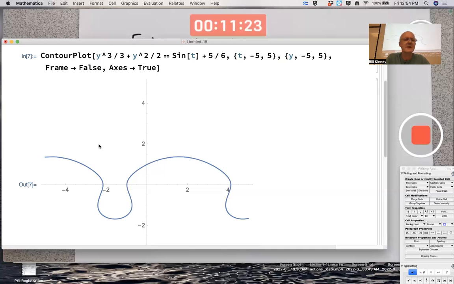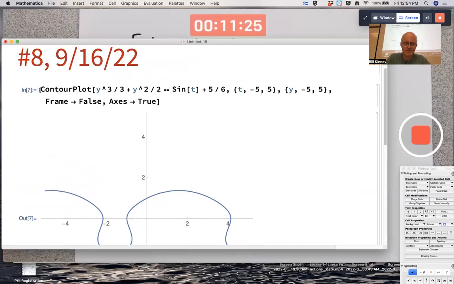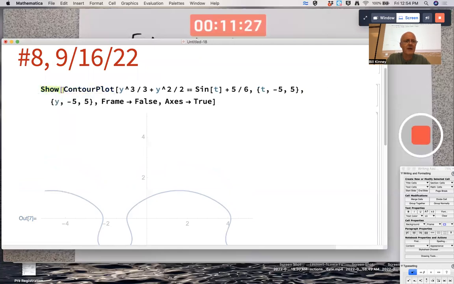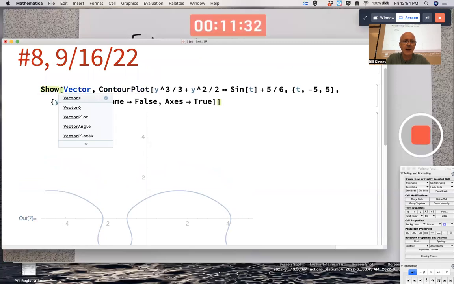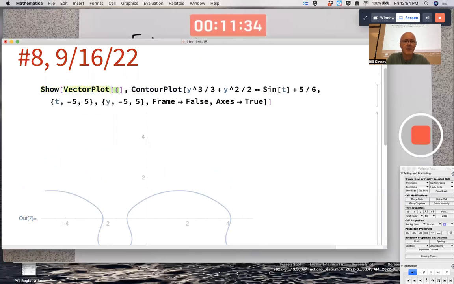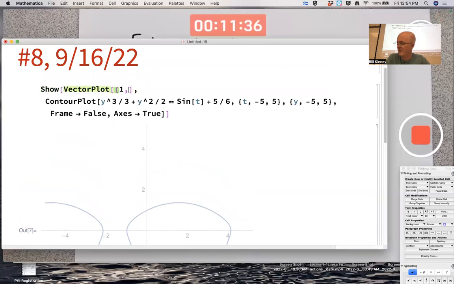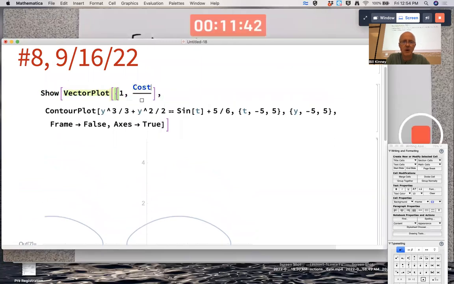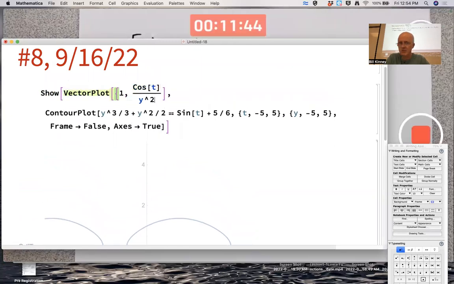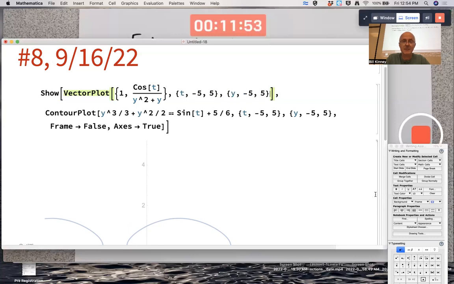Can we make the slope field in here too? Sure. VectorPlot will make a slope field, capital V, capital P. Put a 1 in the first spot, put the right-hand side function in the second spot. The right-hand side of the differential equation was cos t over y squared plus y. I won't worry about trying to make it pretty. We will see arrows in here. It's not a big deal.